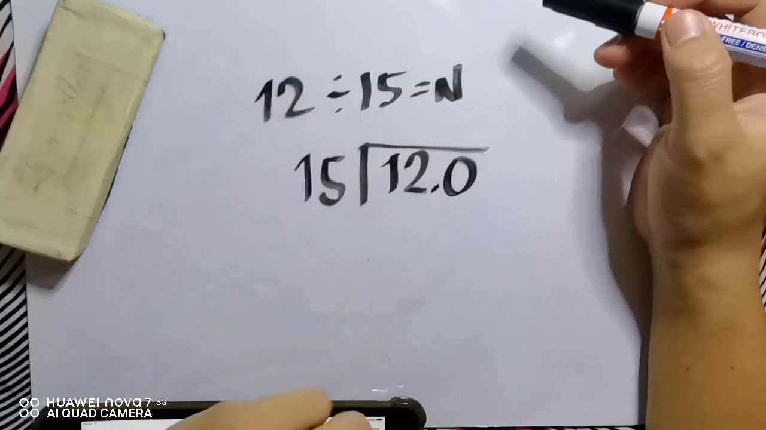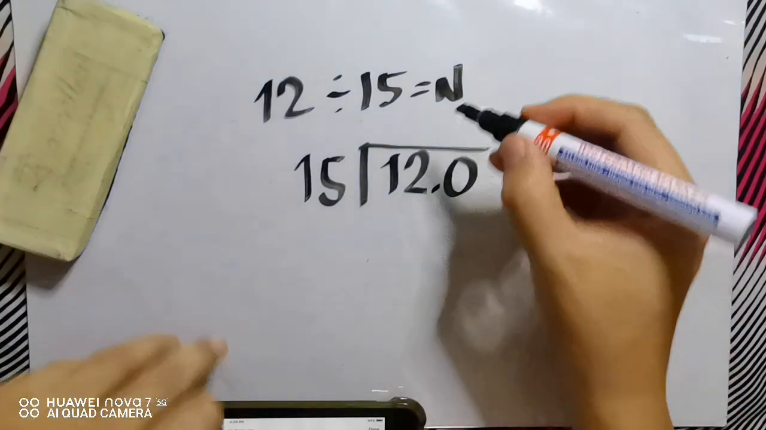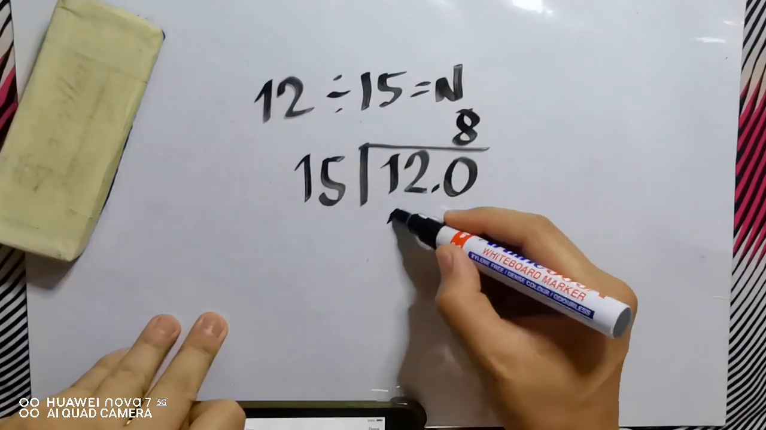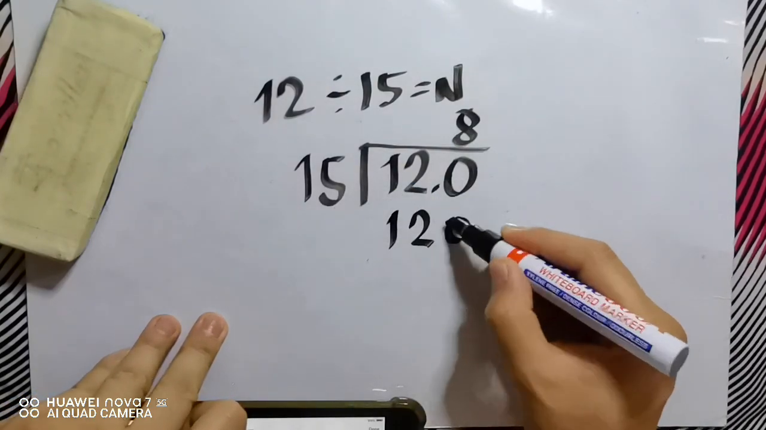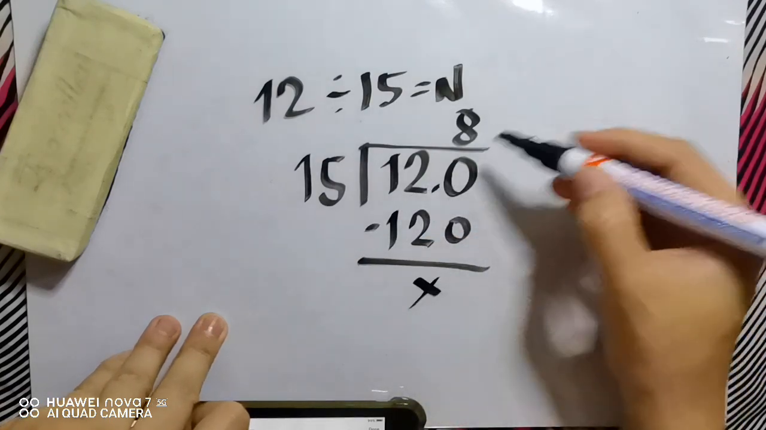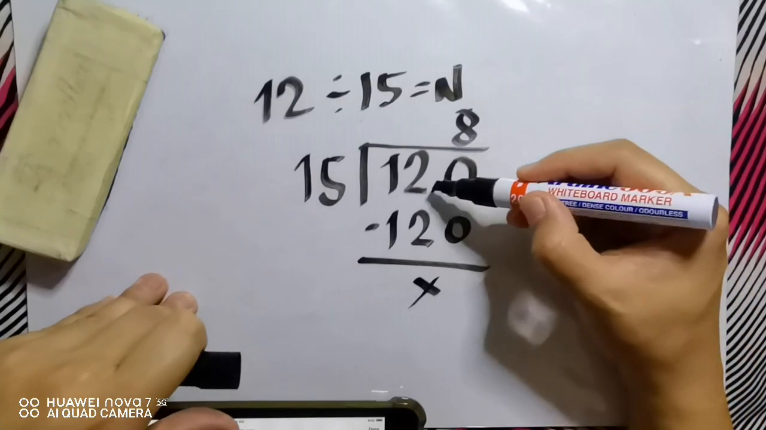Ilang 15 meron sa 120? Okay? You can get 8. So, 8 times 15, you have 120. So, 120 minus 120, 0. So, sagot natin ay 8. No. As you can see, meron ka dyang decimal point. Itataas mo yan.